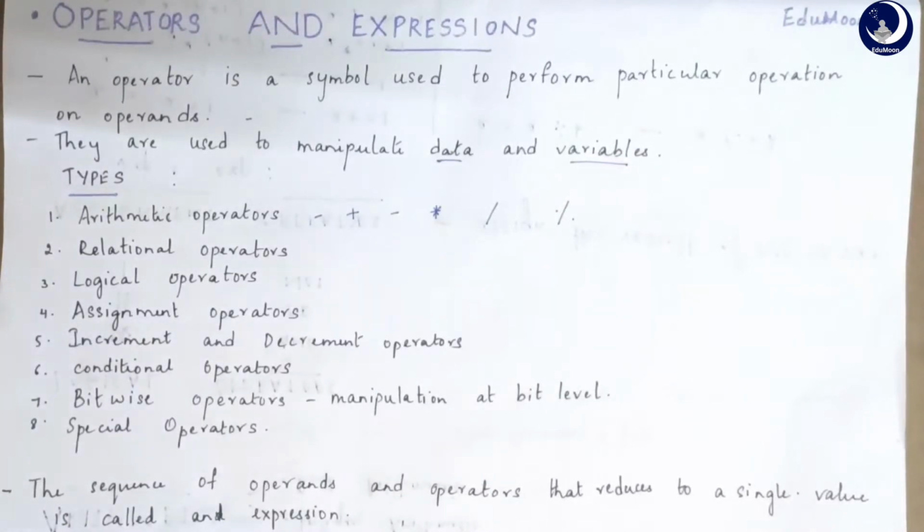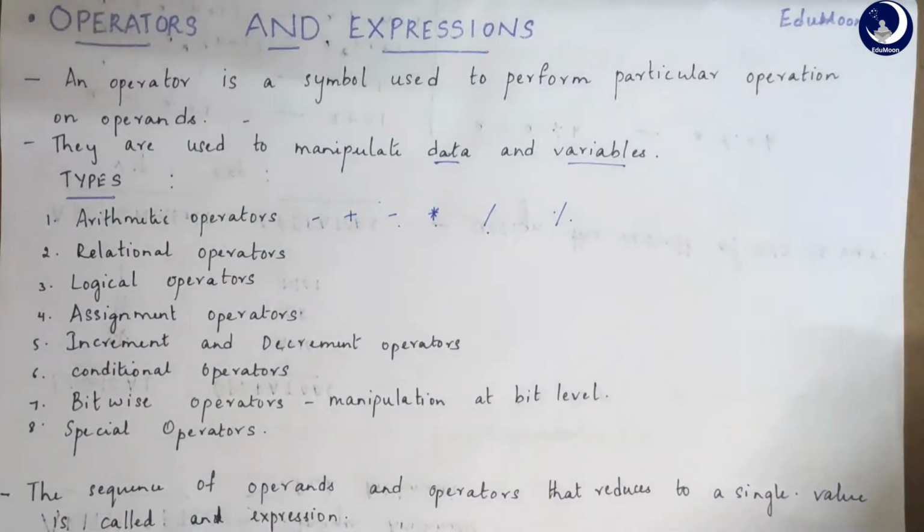Types of operators. We have 8 types of operators. They are arithmetic operators, relational operators, logical operators, assignment operators, increment and decrement operators, conditional operator, bitwise operators, and special operators. This sequence of operands and operators that reduces themselves to a single value is called an expression.